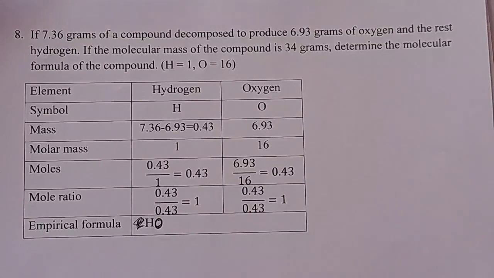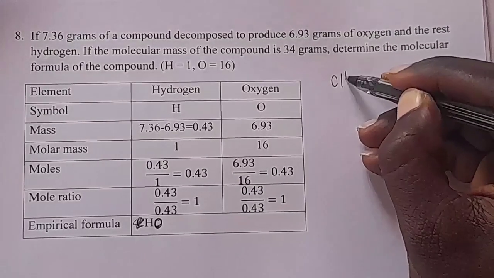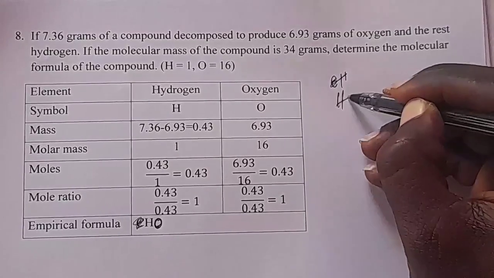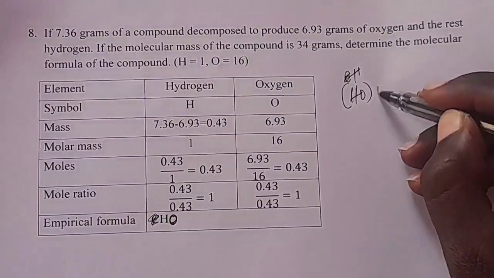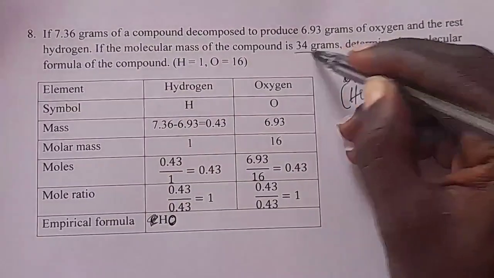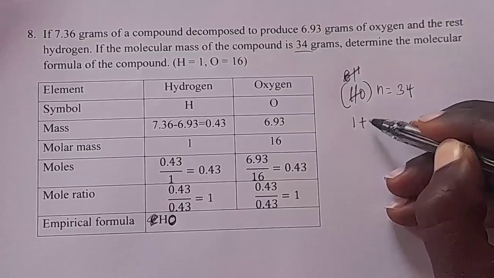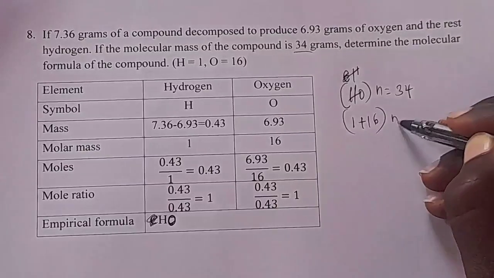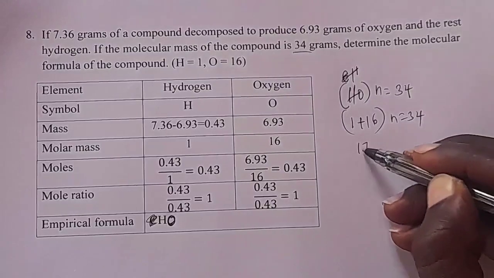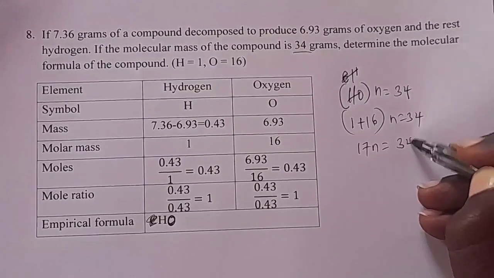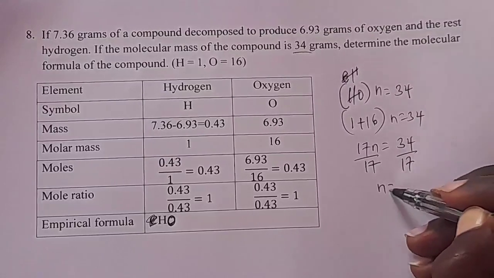So for us to write now the molecular formula, it is given by HO close bracket, N will be equal to the 34 that they have given us. So H for hydrogen, we are going to have 1 plus 16 close bracket, N is equal to 34. So 1 plus 16, that's 17 times N, 17N will be equal to 34. That means to get N, divide by 17, divide by 17, N here will be 2.